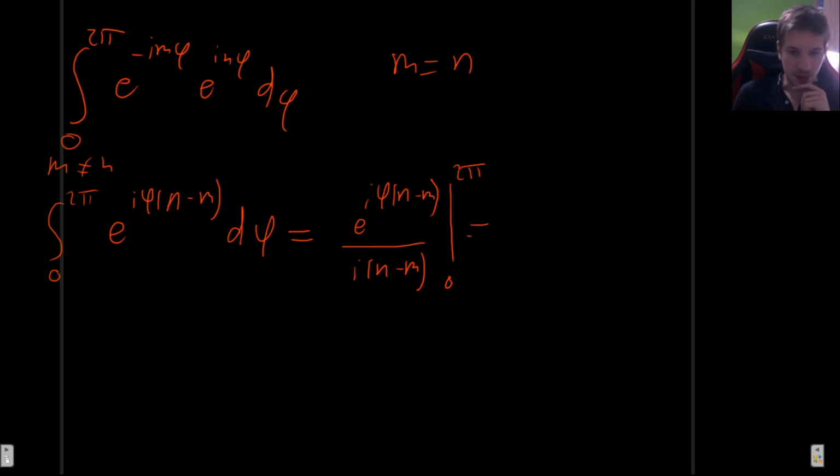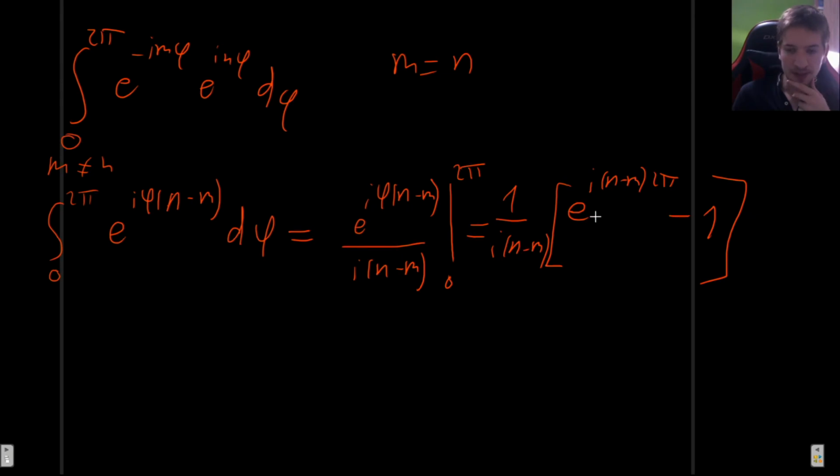What do we get here? Well, let's take this and factor it out. So we get 1 over i(n−m), times e to the i(n−m)2π minus 1. Now, if you can't see what this is going to be, once again, use Euler's formula here.